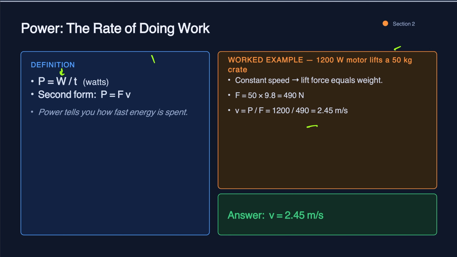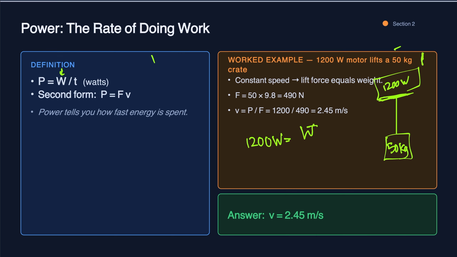So let's try a tad bit tricky problem, okay? A 1200 watt motor lifts a 50 kg crate. Okay, so the crate is like this, and it's moved up. And we need to find the speed of this crate. So the 1200 watt motor is over here. 1200 watts is equal to work over time, right?